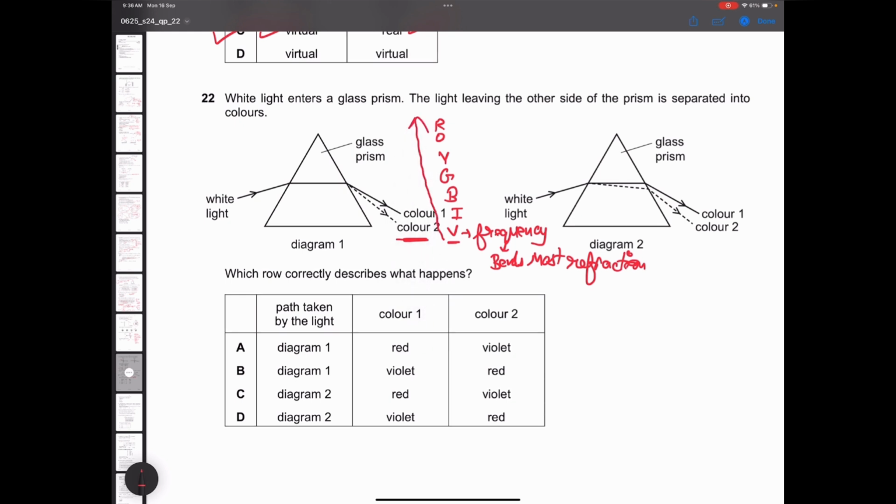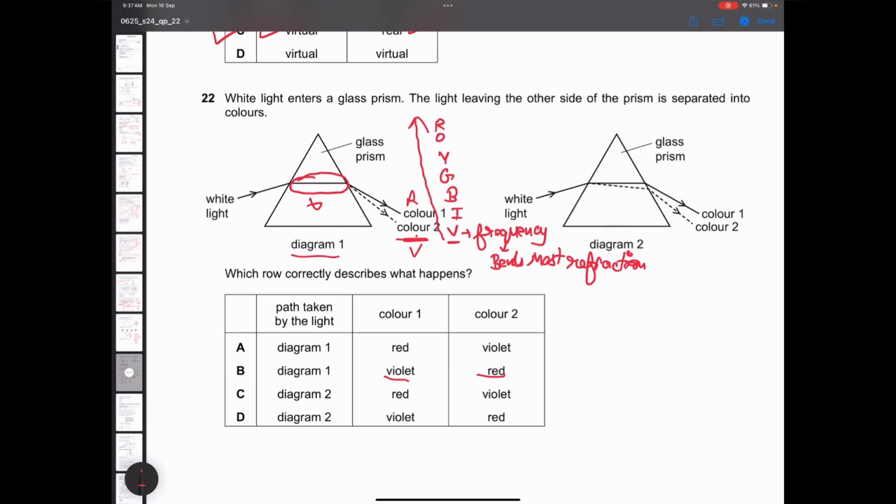Now, in diagram 1, the color 2 will be violet, color 1 will be... which colors are they mentioning? They are mentioning violet and red. So the color 2 will be violet, color 1 will be red. Okay. But there is some problem with the diagram. They are not showing any refraction here, any bending of light rays here, which is incorrect. The colors still bend when they enter the glass as well. When they enter the glass, they get scattered, and when they get out of the glass, they get even more scattered. Okay, so diagram 1 is incorrect.